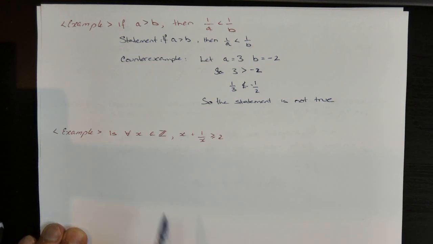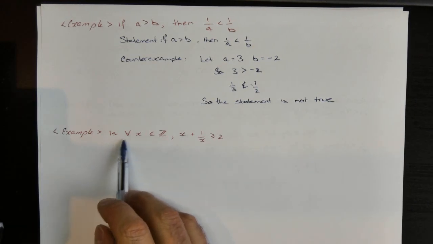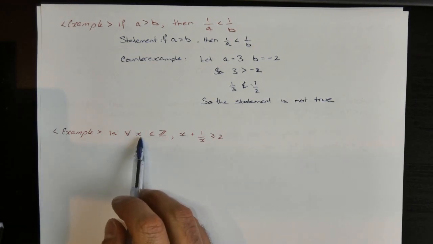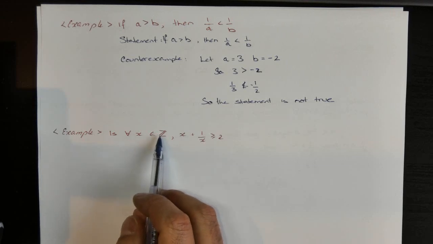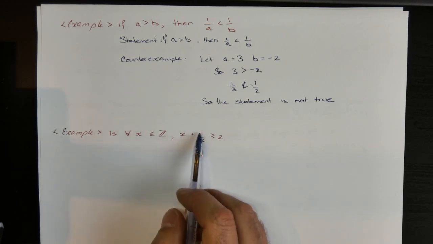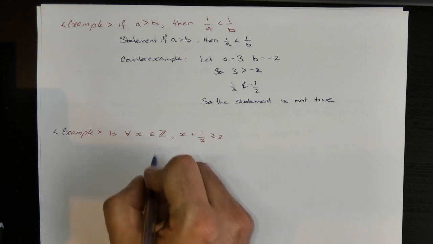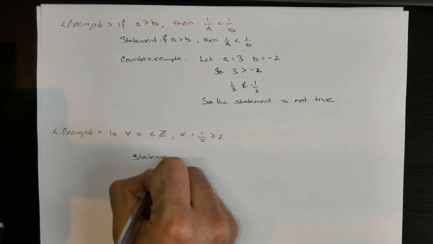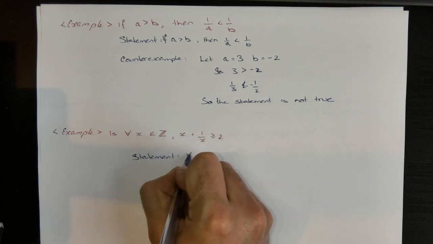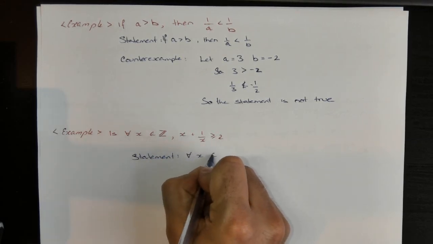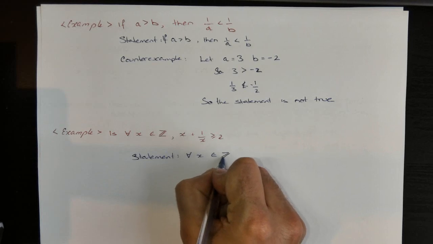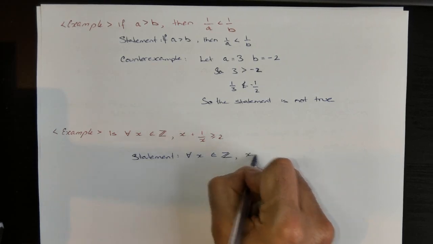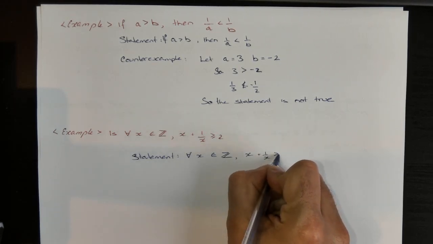Okay, so let's try this one. If we have for all values of x, where x belongs to the set of integers, then x plus 1 over x is greater than 2. So the statement is, for all x in the integers, x plus 1 over x is going to be greater than or equal to 2.